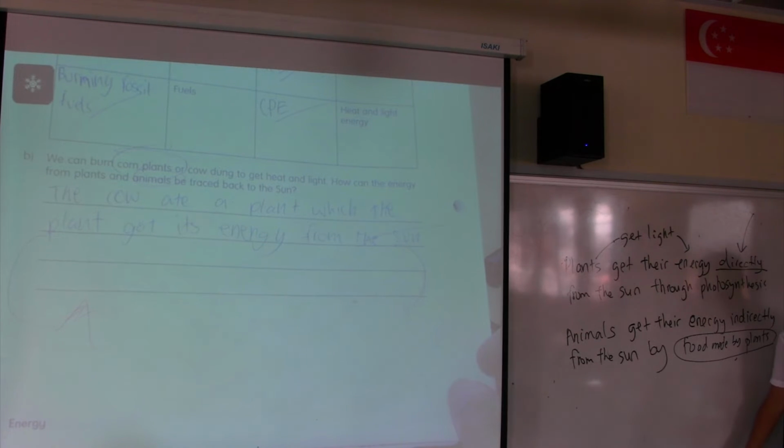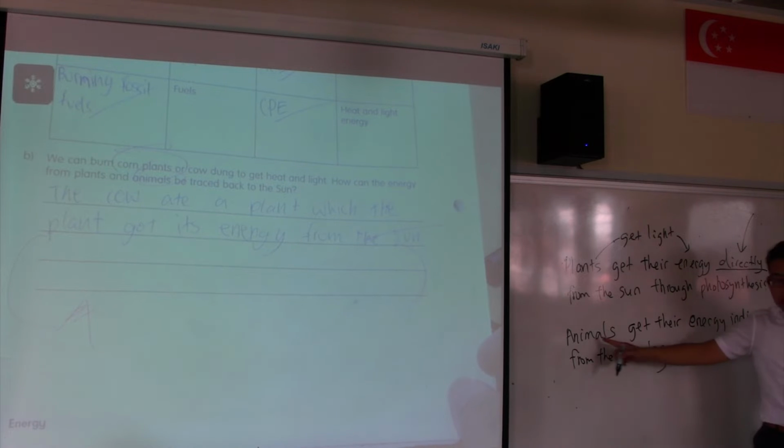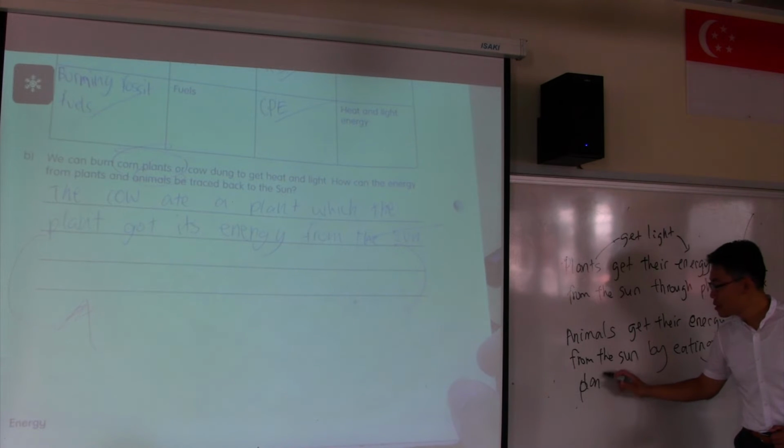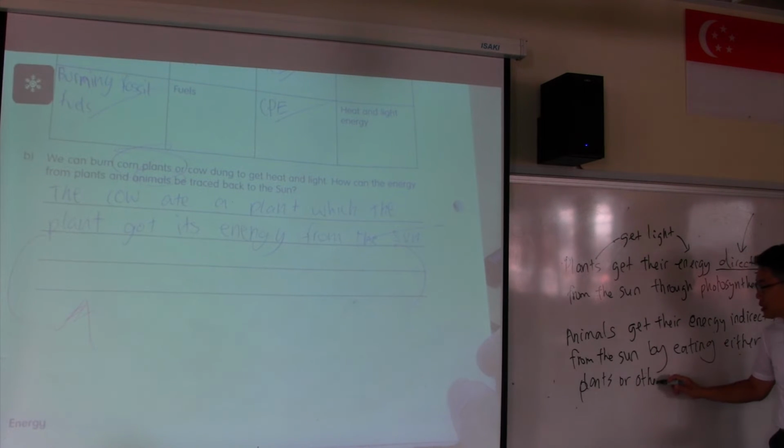Okay, yes. Anyone else want to try? By eating what? Well, if I'm an animal that doesn't eat plants, by eating what? Another animal. By eating either plants or other animals. This is actually what you drew on your whiteboard. Look at the lion. Okay, so let's finish up with this one.